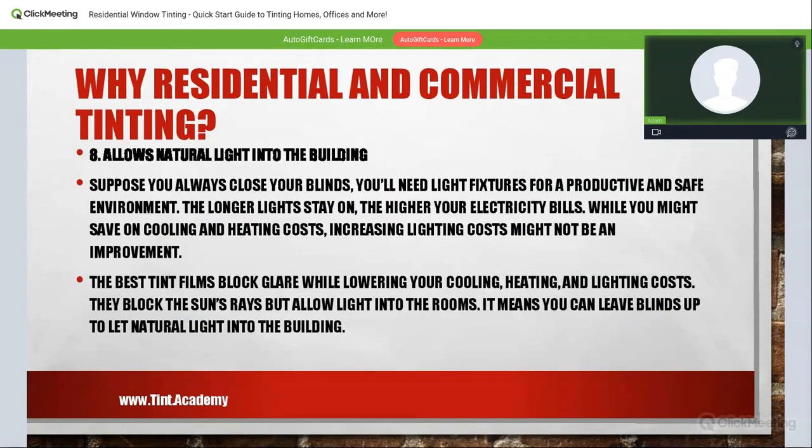Next, it allows natural light in the building. Like we talked about a few slides before, a lot of film has that same VLT, just like automotive. So you go 5%, 15%, 35%. We did the Kegs and the Mandarin. When we did the Kegs, we did all the Kegs across Ontario. We did a very light film on it.